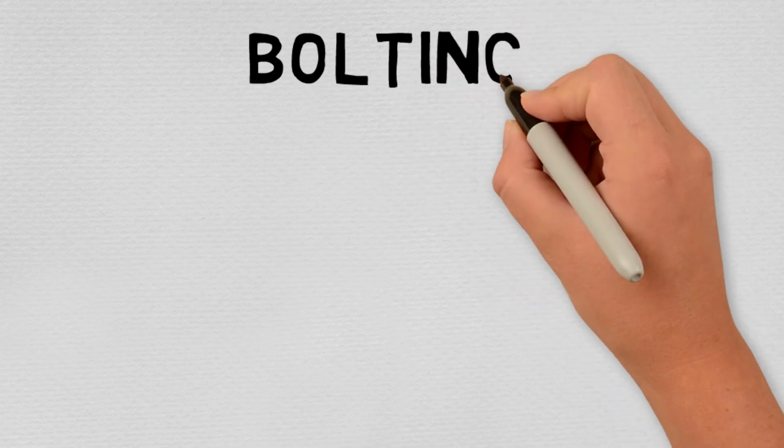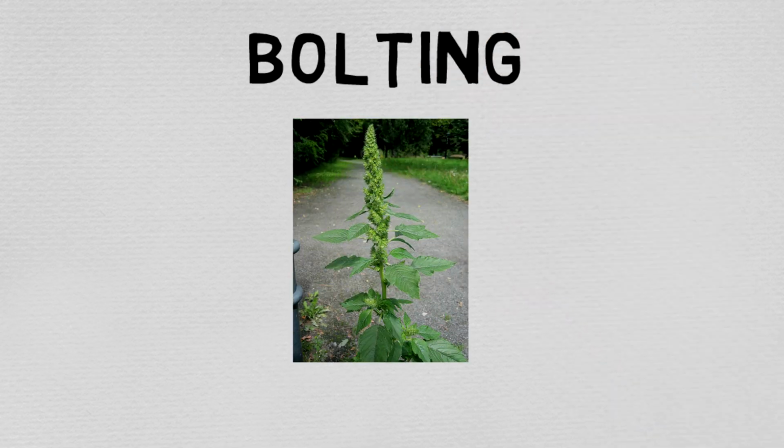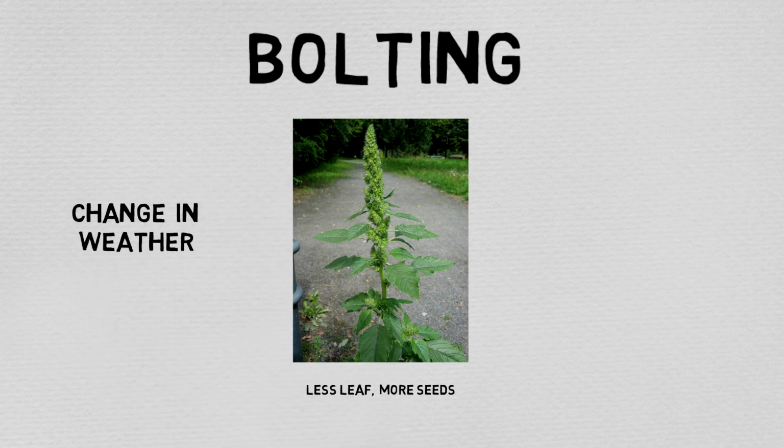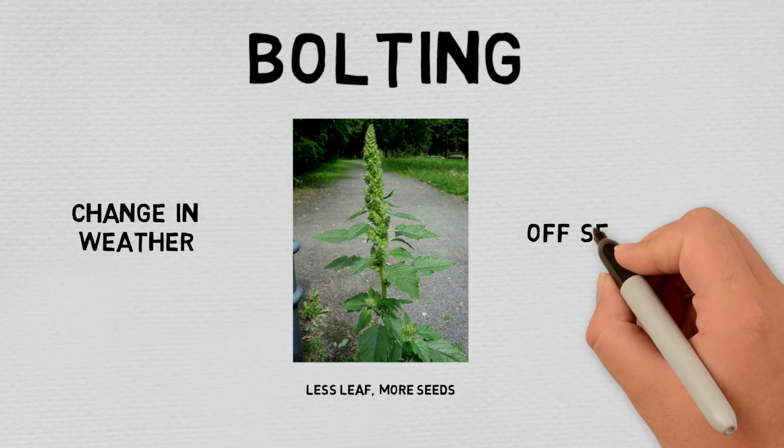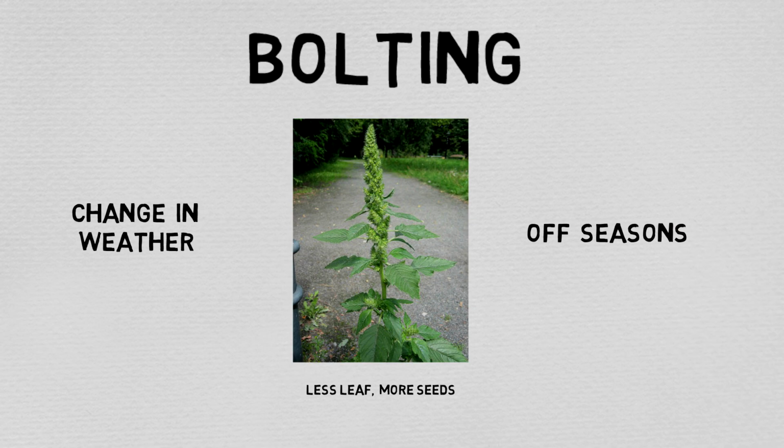Bolting. A plant is bolting when it starts to produce flowers and seeds prematurely instead of crop. Leafy vegetables usually bolt when the weather changes drastically or if we try to grow them in off seasons.